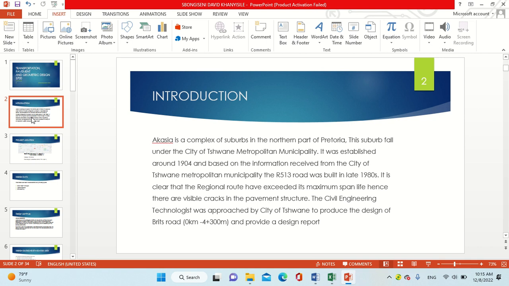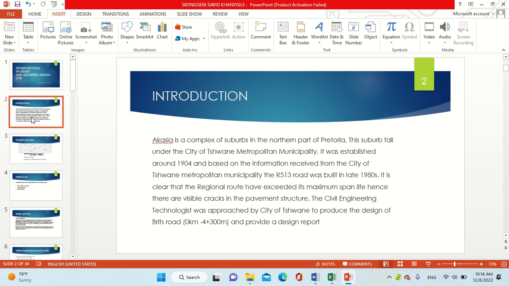Based on the information received from the city of Tshwane Metropolitan, the R513 road was built in the 1980s, and it is clear that it is a regional route and has exceeded its maximum span. Hence, there are visible cracks in the pavement structure. I've attached pictures of the actual project showing how the road is damaged.